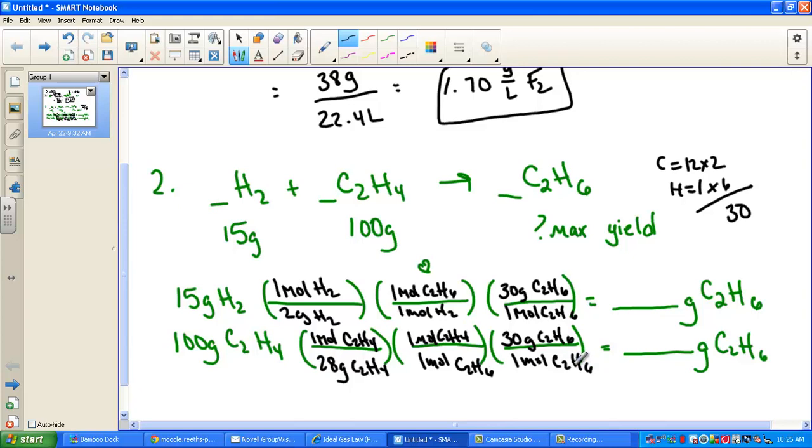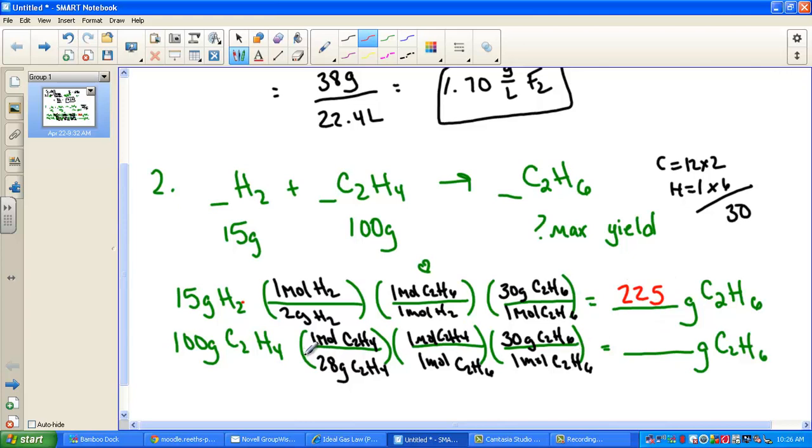Let's grab our calculators. If indeed 15 grams limits the reaction, we can calculate by hitting 15 divided by 2 times 30. It's a key sequence to pull that out. 15 divided by 2 times 30. I was just checking my work. I found 225 grams is my first answer.